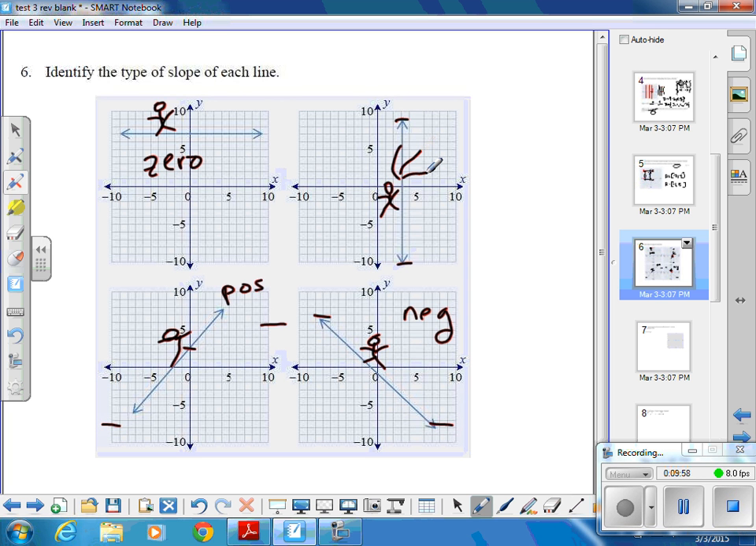You can't climb on that. I mean, you can't walk on that at all. So this is called undefined. It is too steep. It's a vertical line. That's the slope. So if it's up and down, vertical, undefined; horizontal, 0. Anything else, read it left to right.